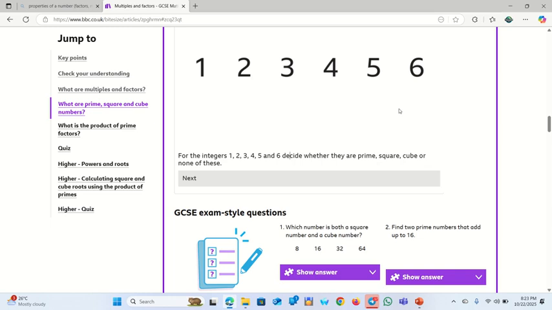Perfect. That means we have 2 none of them, 3 prime numbers, and we have 1 square. No cube there at all. There's nothing like cube. Okay, let's look at next.